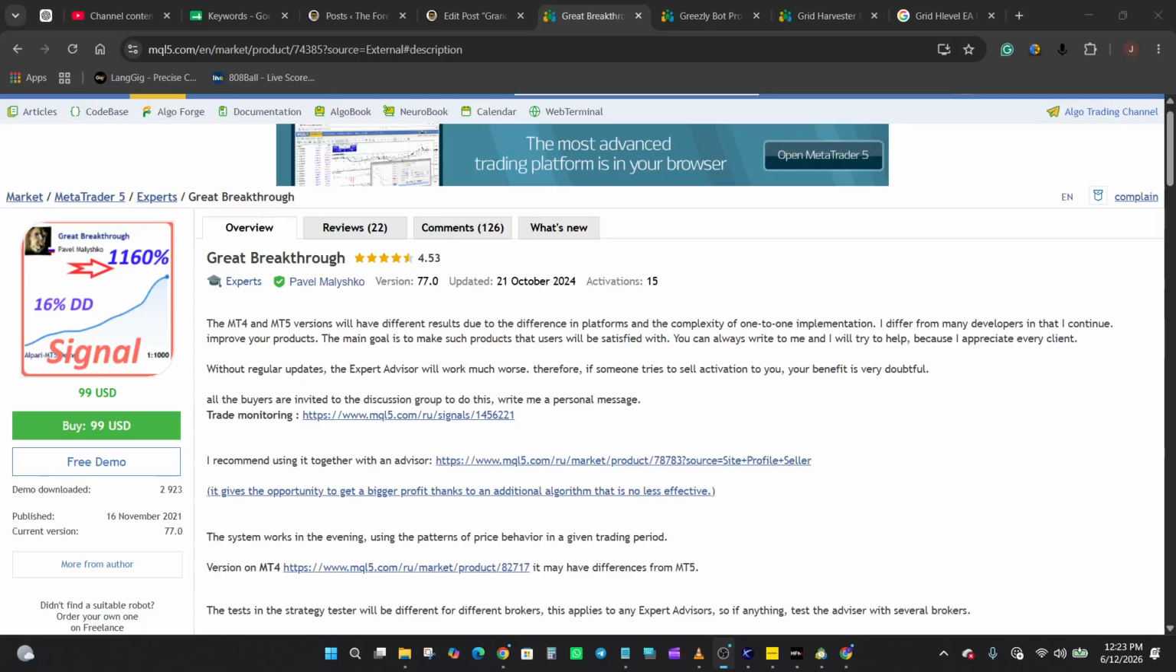Hello traders, in this review I'll be taking a look at the Great Breakthrough EA for MT5.